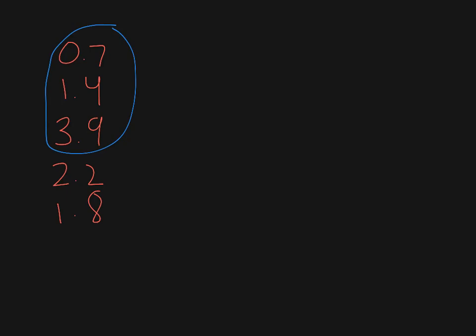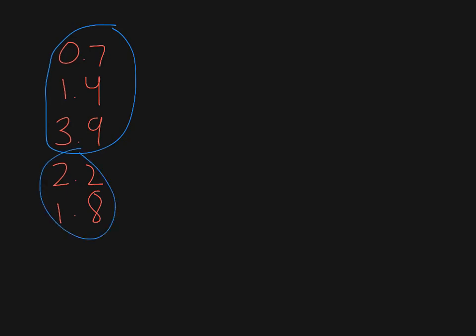Lastly, it says find the sum of yesterday's decimals. So let's go and write out our numbers again. It was 0.7, then it was 1.4, 3.9, 2.2, and 1.8. Well, if you want, you can add them all up at once, or you can separate them. I'm just going to separate them. I'll add these 3 first, and then I'll add these 2, and then add those together.